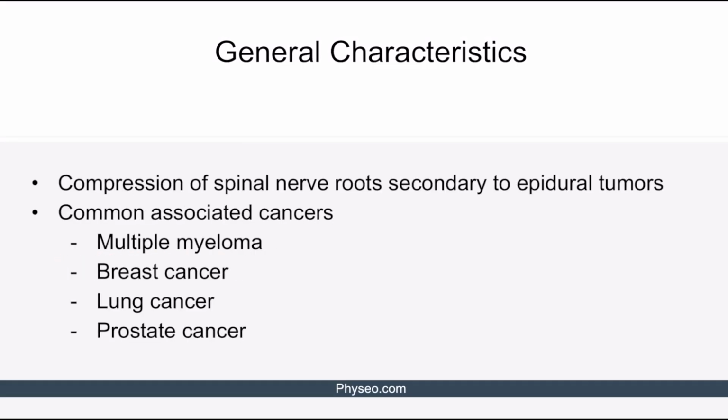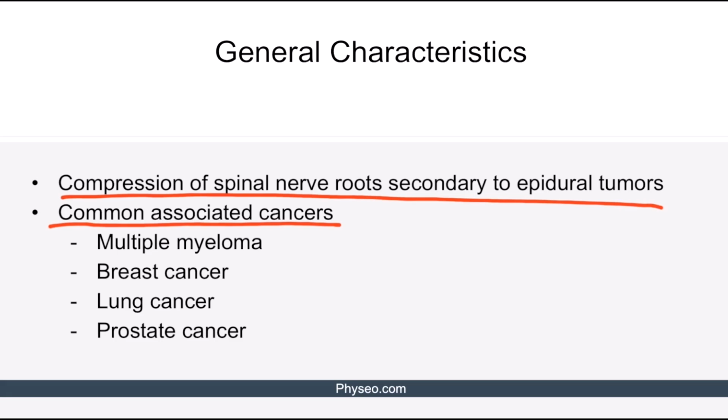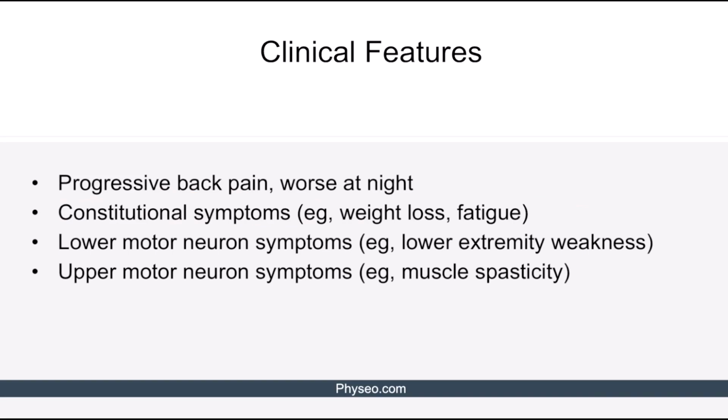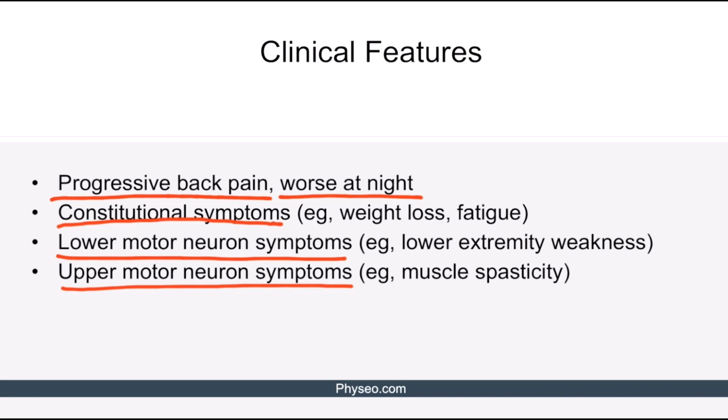Spinal cord compression is characterized by compression of spinal nerve roots secondary to epidural tumors. Now, common cancers associated with spinal cord compression include multiple myeloma, breast cancer, lung cancer, and prostate cancer. And the clinical features of spinal cord compression usually start with a progressive back pain, and it's typically worse at night. They can also have cancer-related constitutional symptoms, and those you think of weight loss or fatigue. And it could also lead to upper motor neuron symptoms, such as muscle spasticity, or increased tone, increased reflexes.